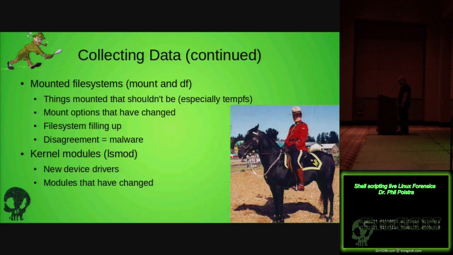What about mounted file systems? You can run mount and see if there's anything new. You can also run df, disk free. You might think, why would I run that? You get slightly different information. And again, sometimes people will alter the information for mount and not for df. Also, df will show you if file systems are filling up, which might be another indication that something bad has been happening.